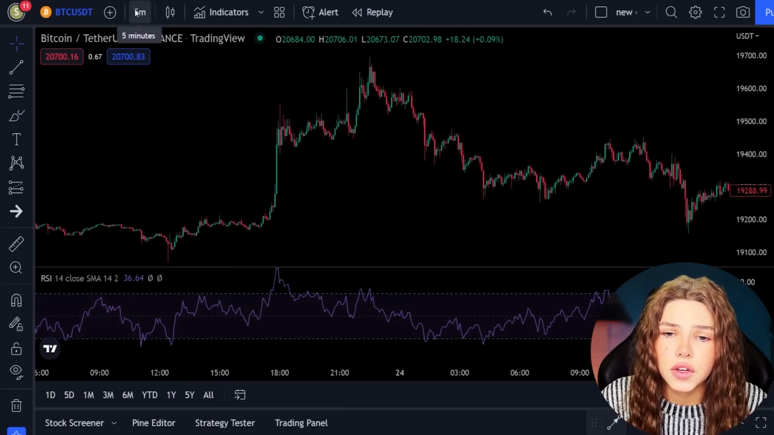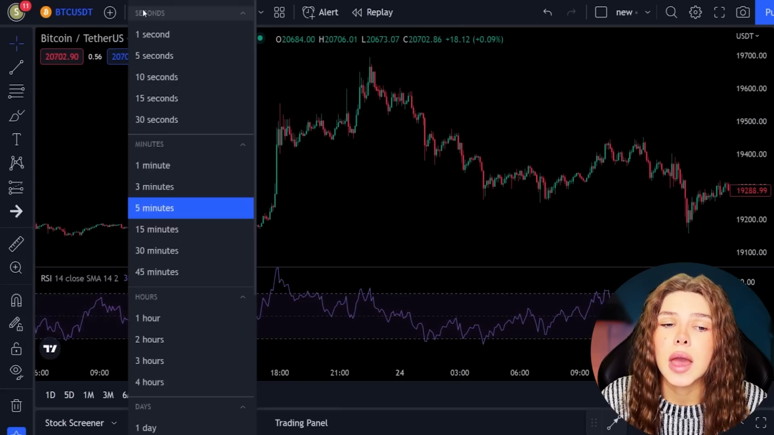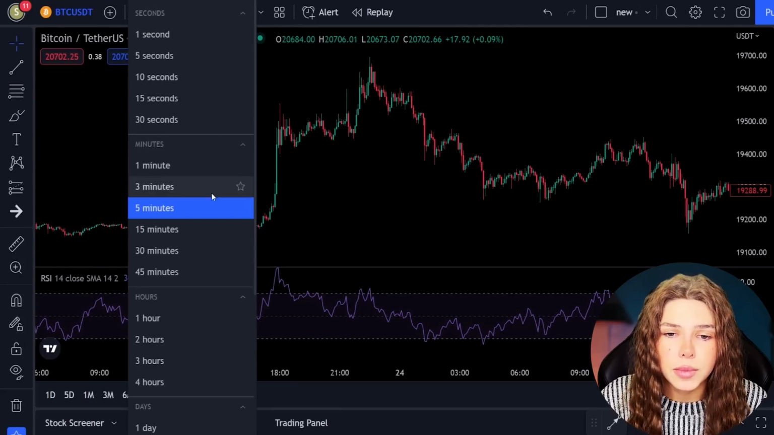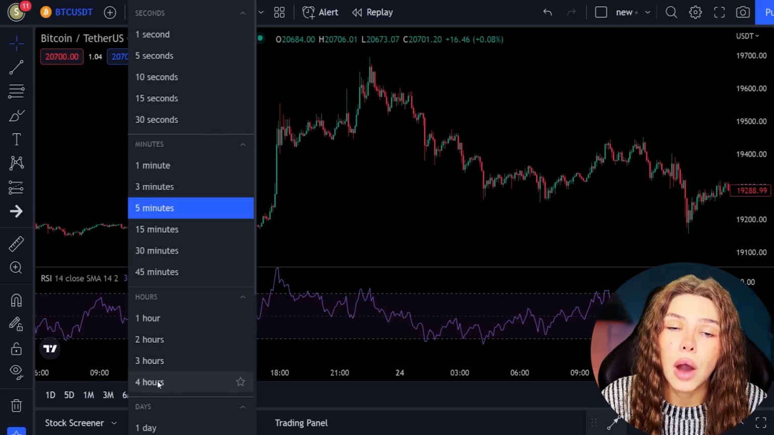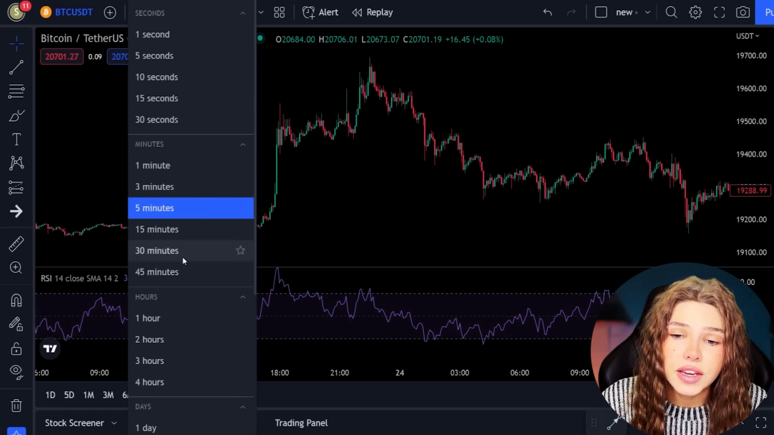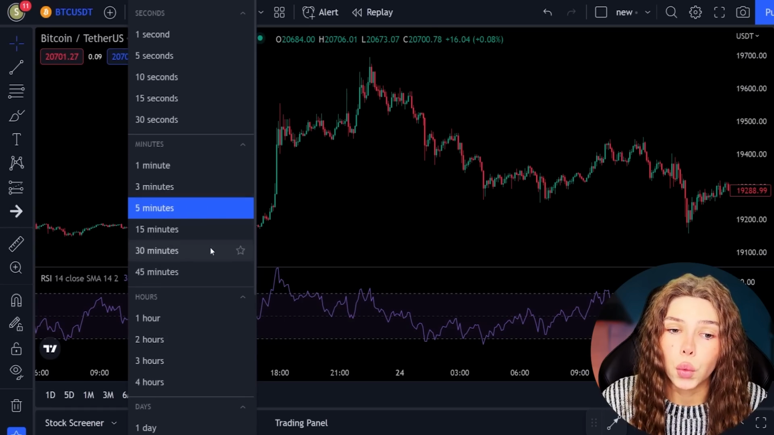The beauty of the strategy is that it can be applied to any time frame. I'm now on the 5-minute time frame, but you can also use the 1-hour time frame or even the 4-hour time frame. This makes it convenient to execute the strategy while working or studying.